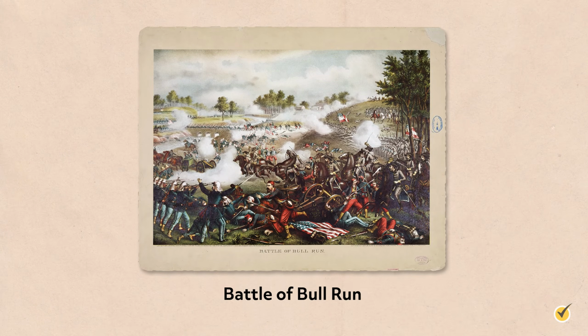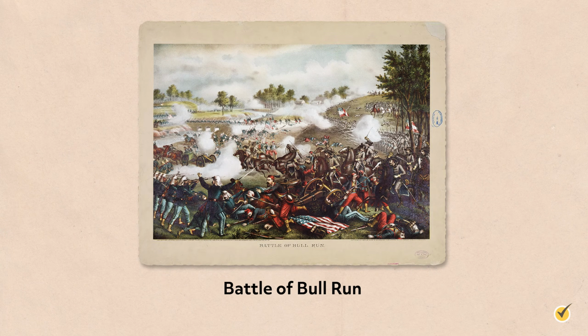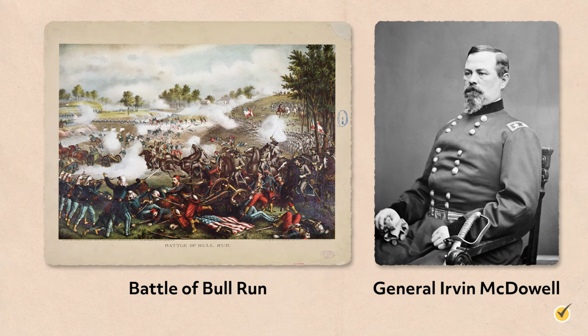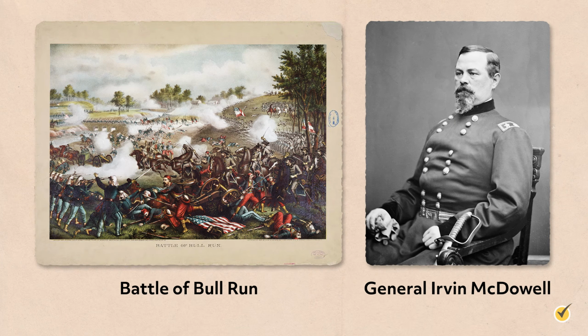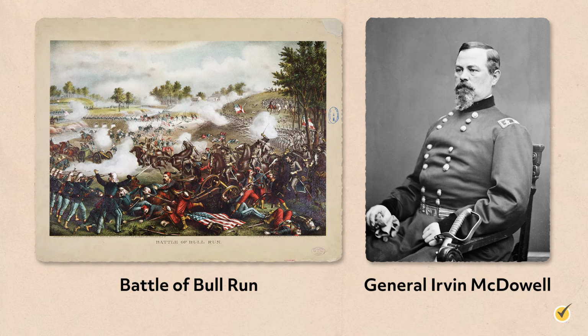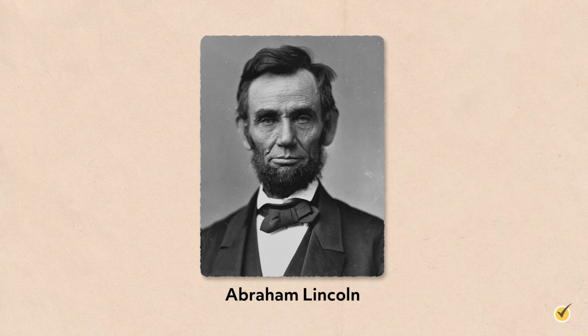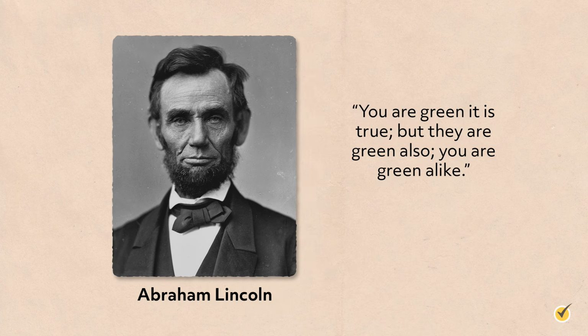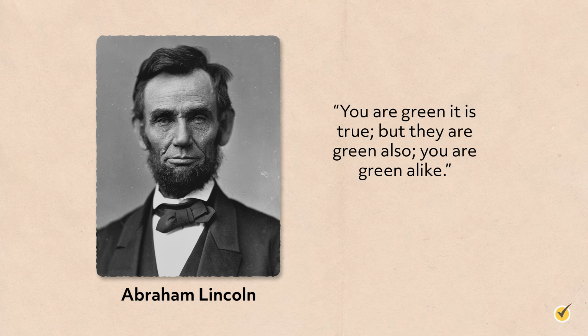Just before the Battle of Bull Run on July 21, 1861, the first major engagement of the war, General Irvin McDowell expressed concern his men weren't ready to fight. Lincoln, under great political pressure, urged McDowell onward. "You are green, it is true, but they are green also. You are green alike." Lincoln's position was understandable, but his general's warning proved to be correct.